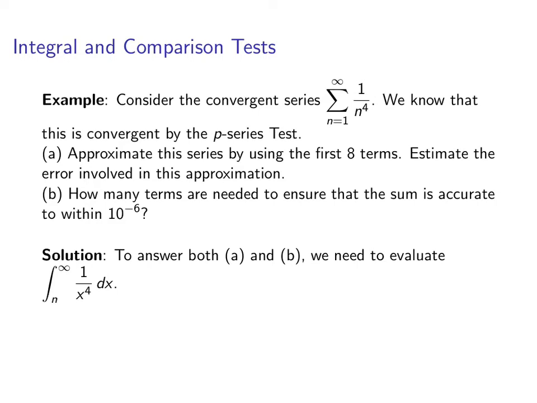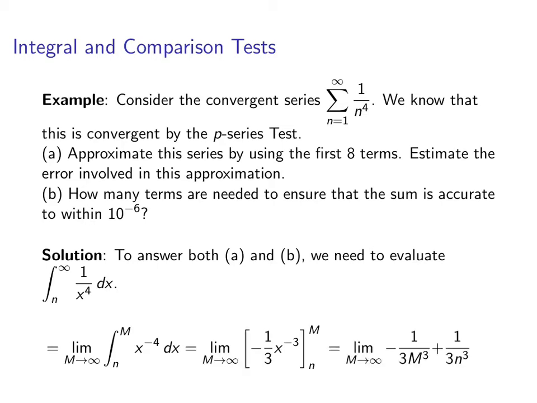So to answer both a and b, we need to evaluate the integral from n to infinity of 1 over x to the fourth dx. This integral will come into play in both a and b. Alright, so the usual sort of thing, we rewrite it as a limit, write down an antiderivative, plug in the upper and lower limits, and we end up with 1 over 3n cubed. Okay, so we're going to use this in a moment.